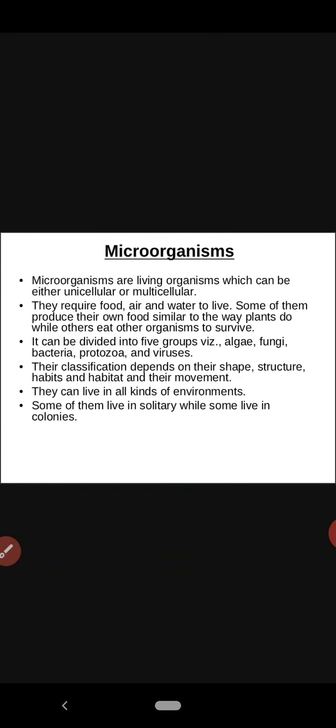So what is coronavirus, how is it working? To know the coronavirus, we have to know what is a virus and microorganisms. Microorganisms are living organisms which can be either unicellular or multicellular. Unicellular means it possesses only one cell, which possesses all the cellular organelles like nucleus, mitochondria, ribosomes, endoplasmic reticulum, etc.